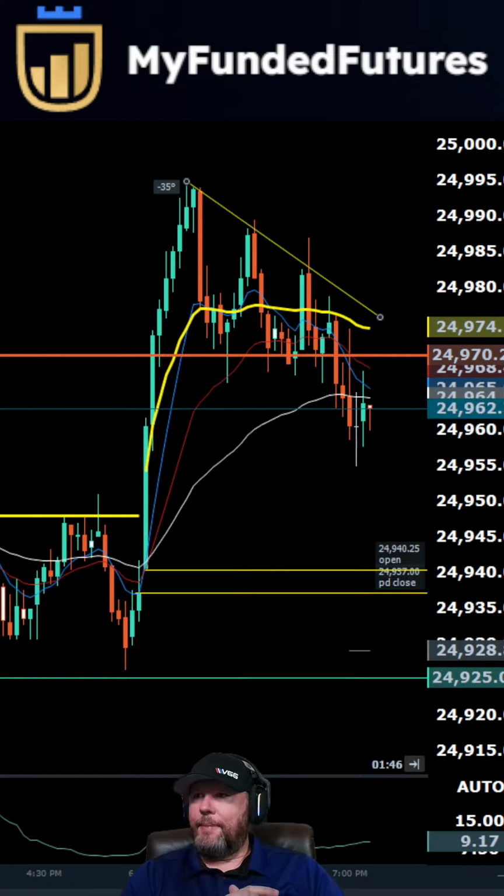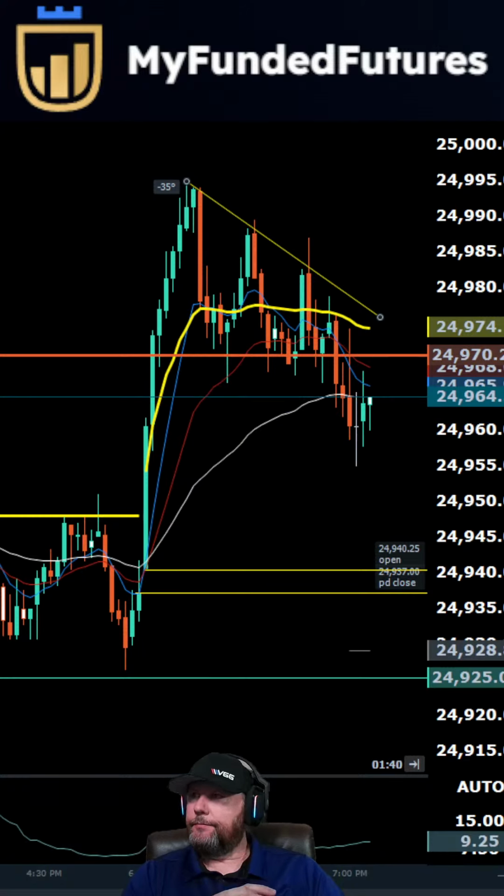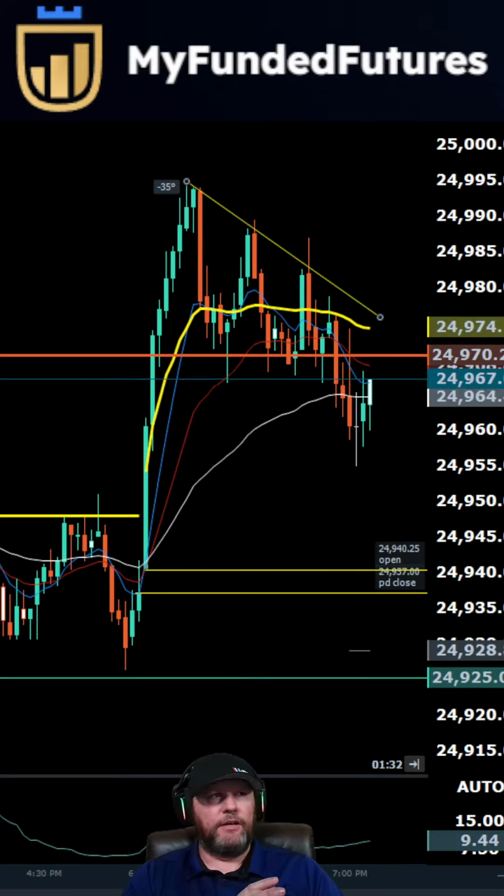ES is already back in the gap. I guess that is something of note. In order for us to get down to the 25, ES is probably going to break down into that 90 level, another 5 to 7 points.